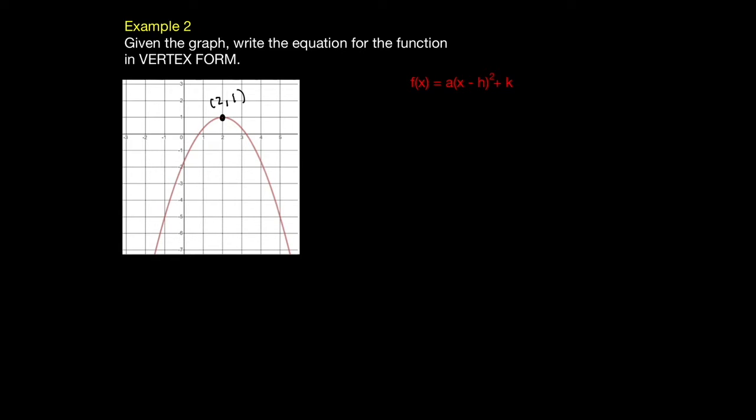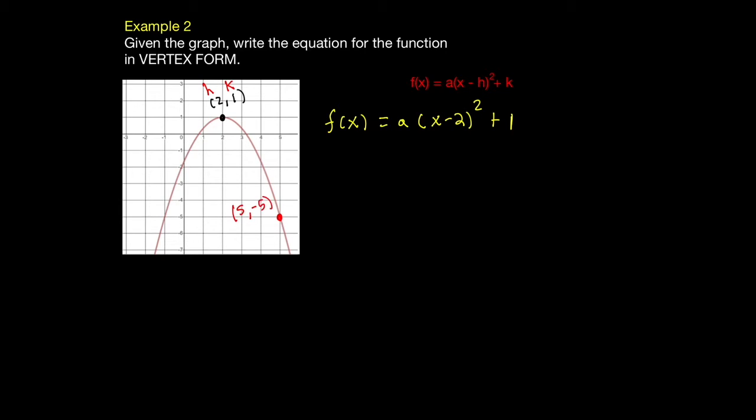The vertex determines the variables h and k, which means I'm going to have to replace h for a 2, and I'm going to replace k for a 1. My equation now looks like f of x equal to a quantity x minus 2 squared plus 1. I am now going to select a point on the graph to help me solve for a. And the point that I'm going to use is this one right here, which is (5, -5).